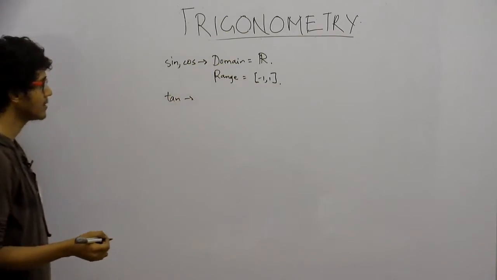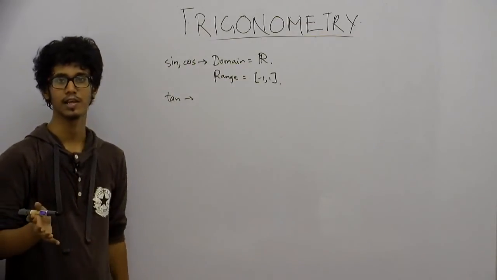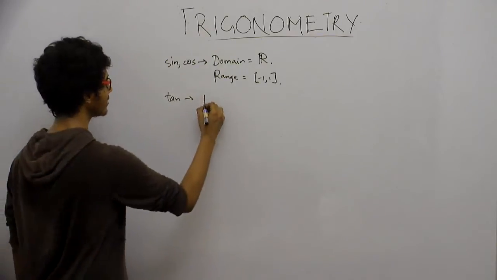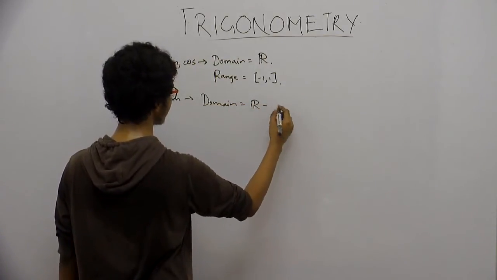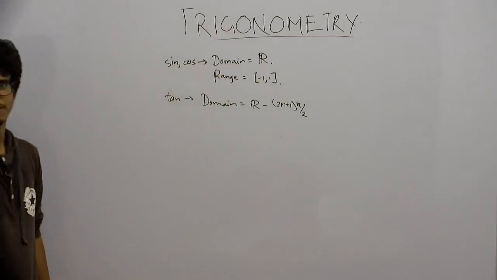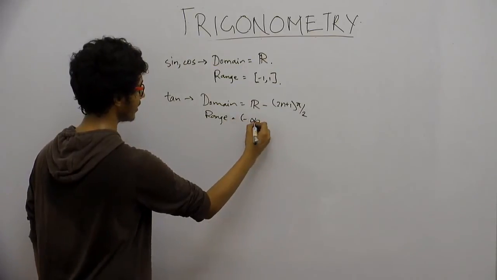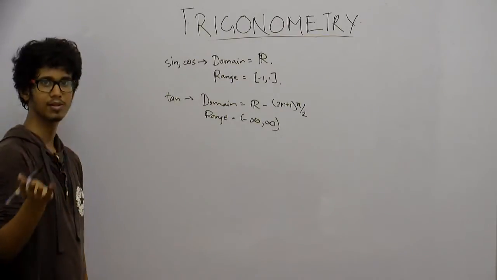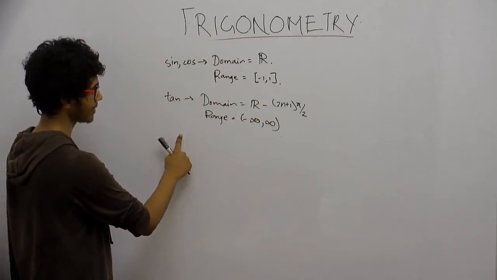Tan. Alright. Now, what do we know about tan? Tan cannot give us a defined value when cos is zero. Where is cos zero? At odd multiples of pi by 2. So tan's domain becomes R minus odd multiples of pi by 2, because then it is not defined. But the range, tan can give us any value from -infinity to infinity, as we see from the graph. Since it also repeats, that doesn't matter, but if we take any continuous line on the graph, it gives us all the values from -infinity to infinity.